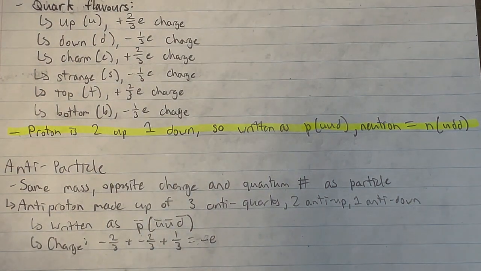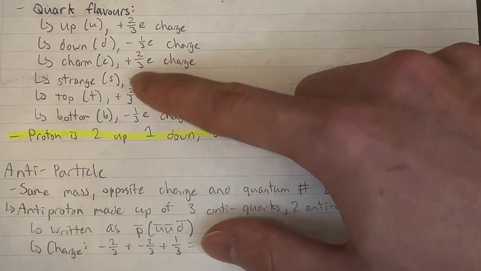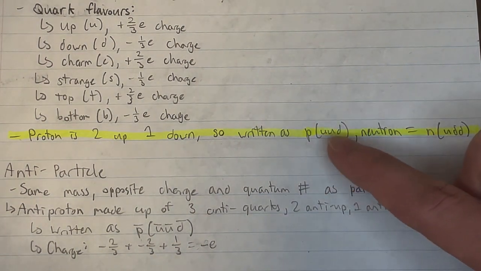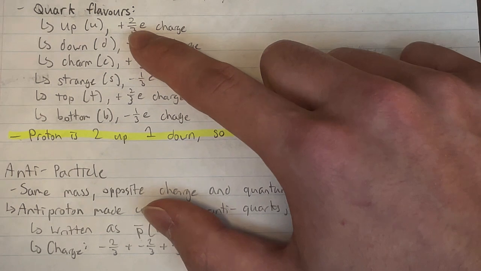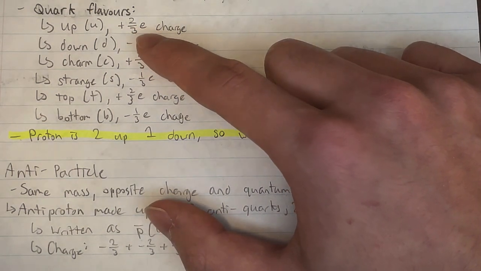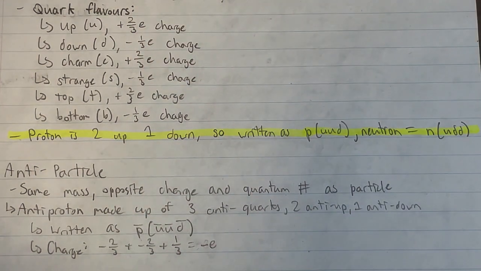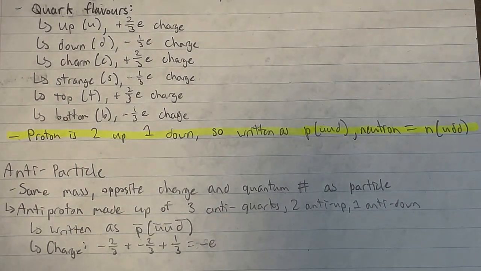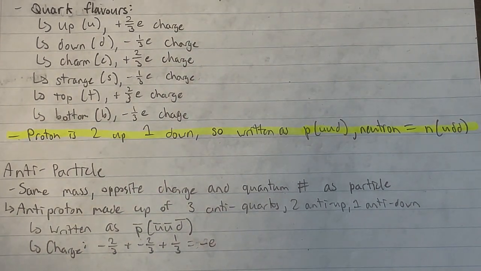And to find the charge of a quark or an antiquark, we simply add up the charges from the quark flavors. For example, for a proton, we have 2 ups and 1 down, so we add 2 over 3 e plus 2 over 3 e minus 1 over 3 e, which will give us a final charge of just positive 1 e.